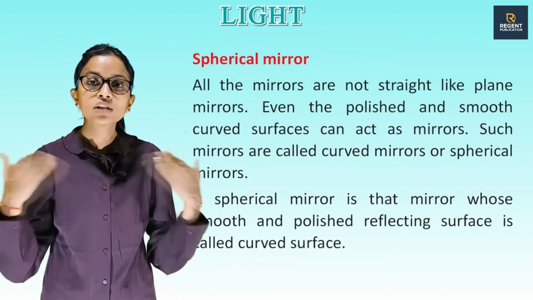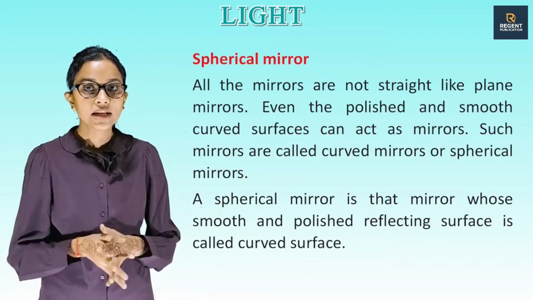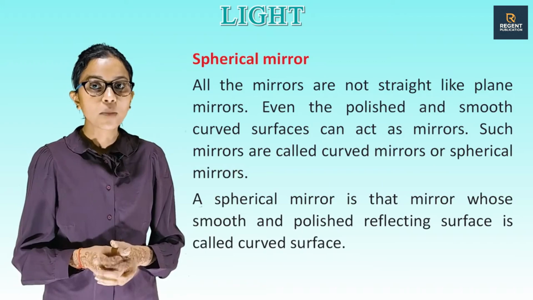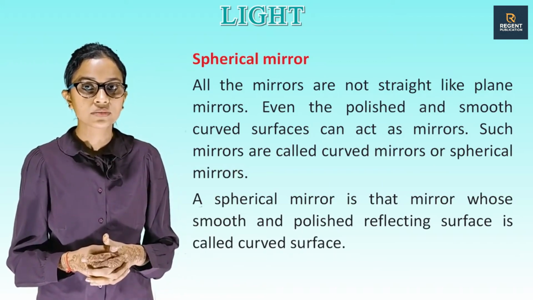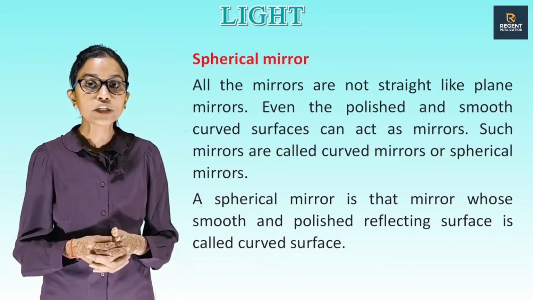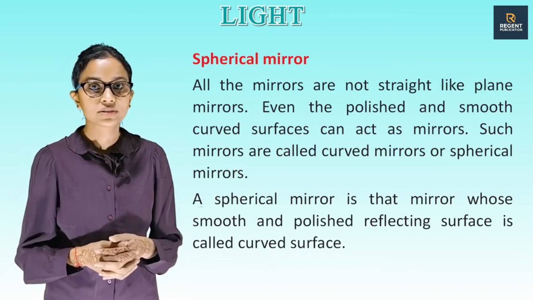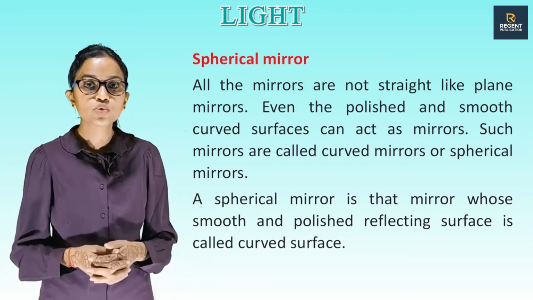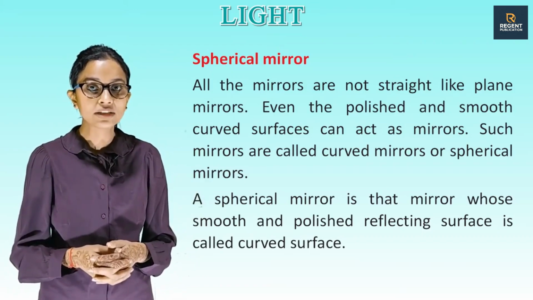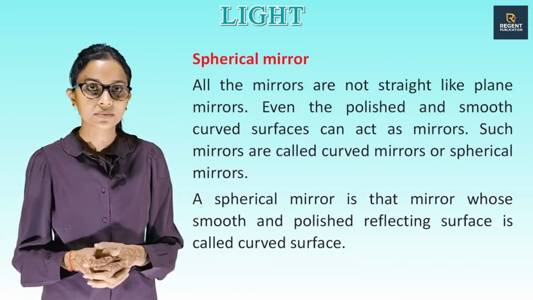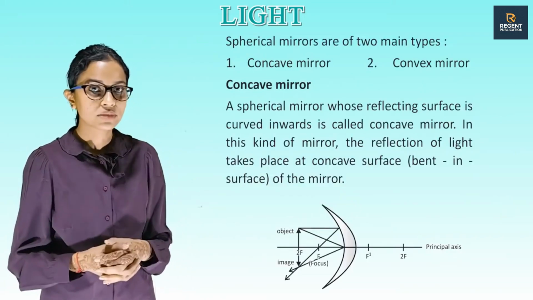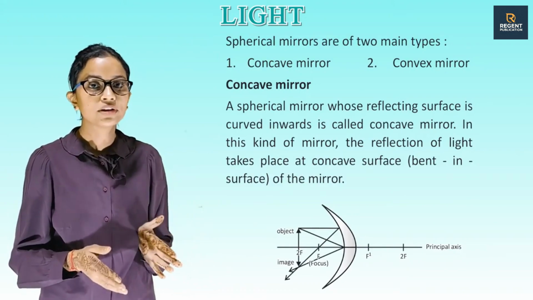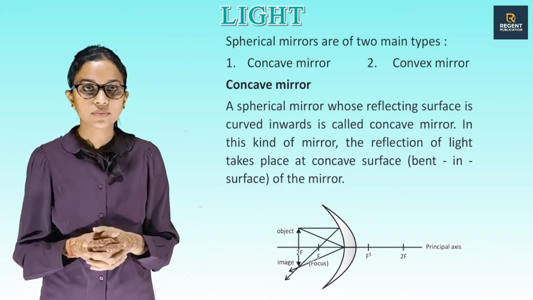Spherical mirror. All the mirrors are not straight line plane mirrors. Even a polished and smooth curved surface can act as a mirror. Such mirrors are called curved mirrors or spherical mirrors. A spherical mirror is a mirror whose smooth and polished reflecting surface is curved. Spherical mirrors are of two main types: concave mirror and convex mirror.